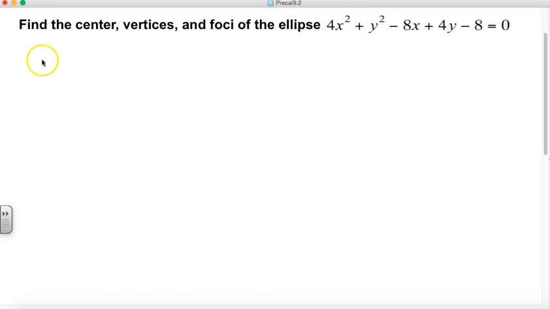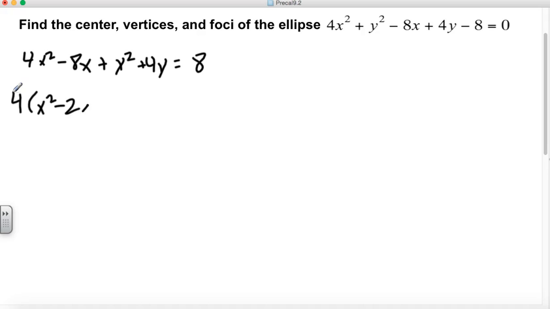So we're going to go ahead and let's rewrite the function 4x squared. And let's put the x's together, minus 8x plus y squared. And then we've got plus 4y equals, and let's go ahead and move the 8 over. Okay, so let's go ahead and take the GCF for the x's. That's a 4. So in parentheses, we're going to leave x squared minus 2x, and then leave a space to complete the square, plus, now the y squared this time doesn't have a GCF, so we don't have to worry about it this time. So y squared plus 4y, and then we'll leave a space, equals 8.